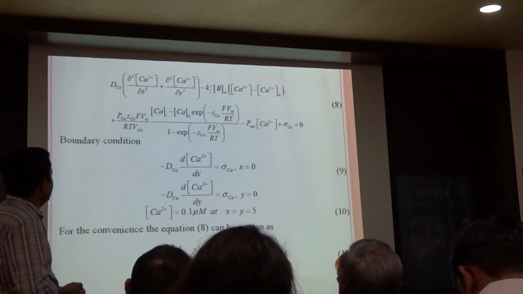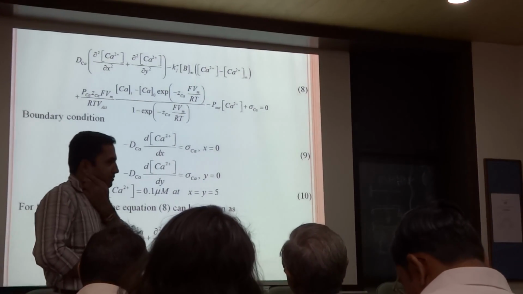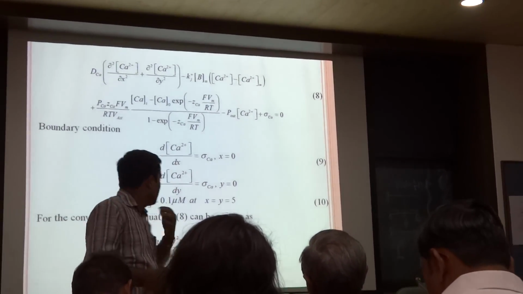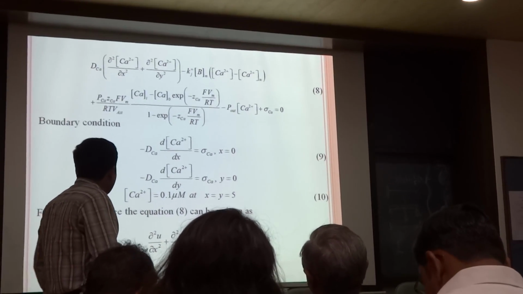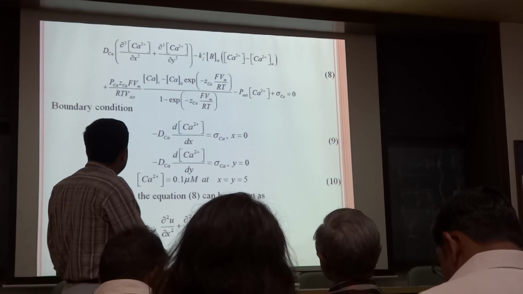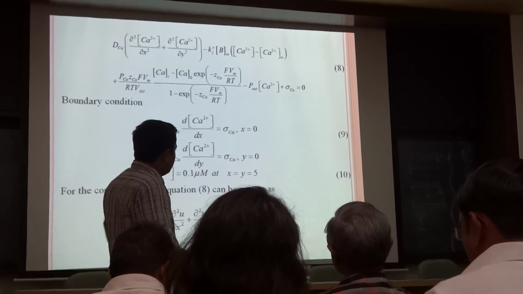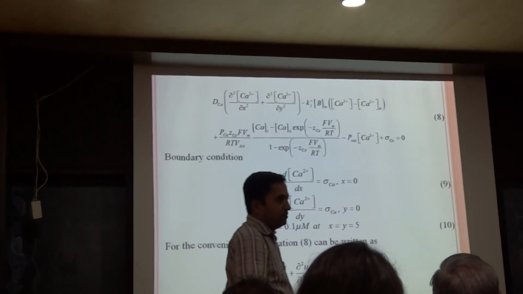After putting all these values, we find equation 8 in the steady state conditions. Here I am taking only the steady state conditions. These boundary conditions I have used: for x equals 0, y equals 0, that is the flux condition, and for all the rest of the areas, x equals 5 maximum, it is 0.1 micromolar.